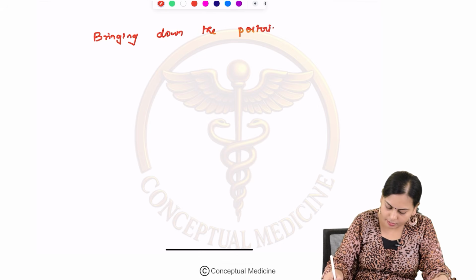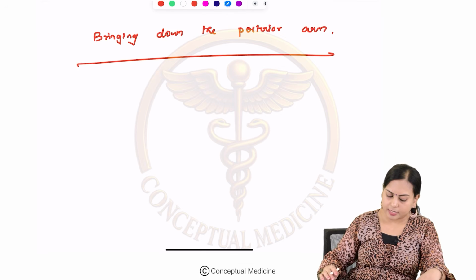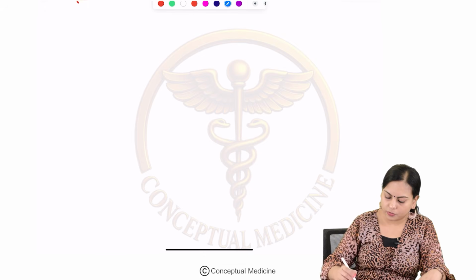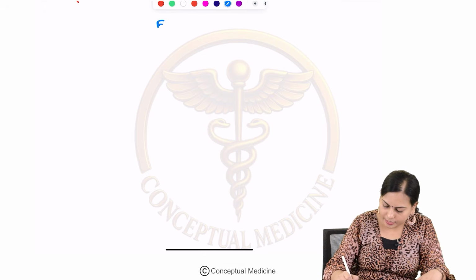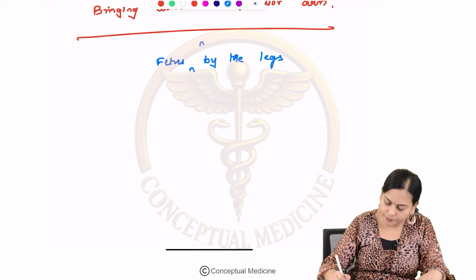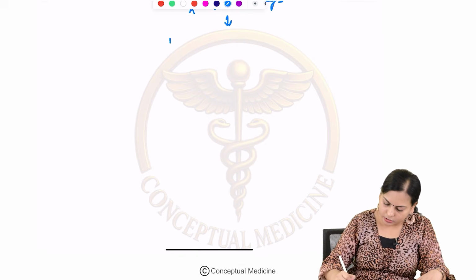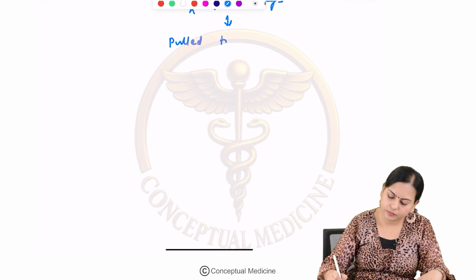Now, for bringing down a posterior arm. Suppose there is a posterior arm, what will we be doing? So this is the second method we have to do. We'll be grabbing the fetus by the legs. Fetus grabbed by the legs. Then it will be pulled towards the maternal thighs.